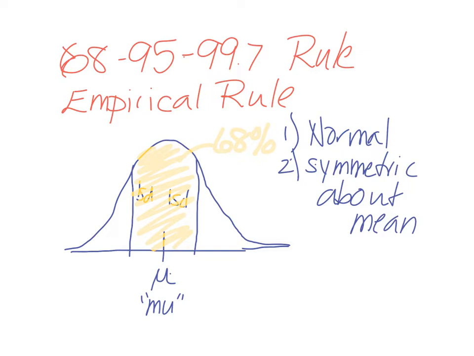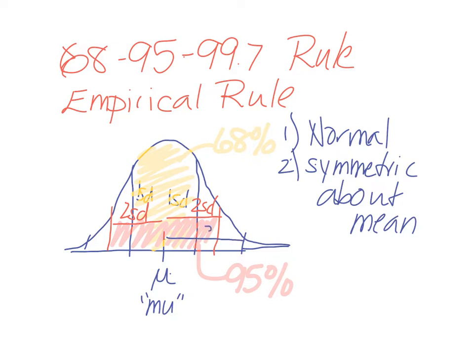If you go two standard deviations out from your mean, so there's 2 total in this direction and 2 total in this direction, then this is approximately 95% of your data. And lastly, if you go 3 standard deviations, again 3 from your mean in each direction, then that is approximately 99.7% of your data.